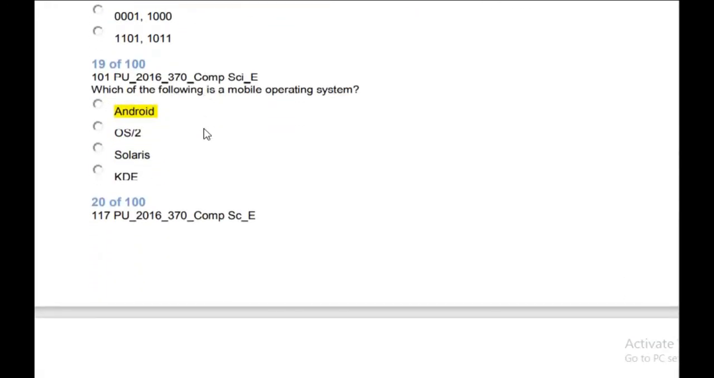Next question, 19. Which of the following is a mobile operating system? Android. Option A is correct. Android.